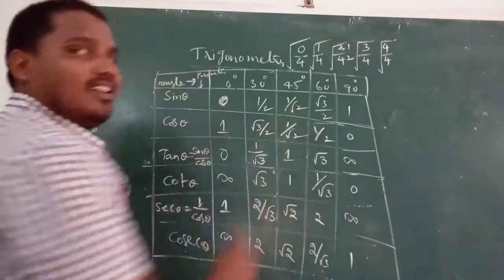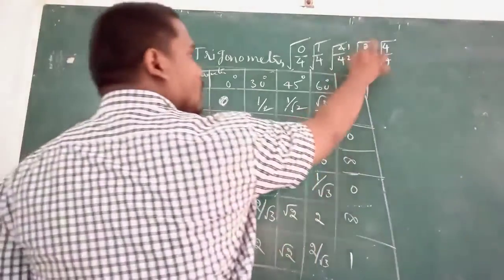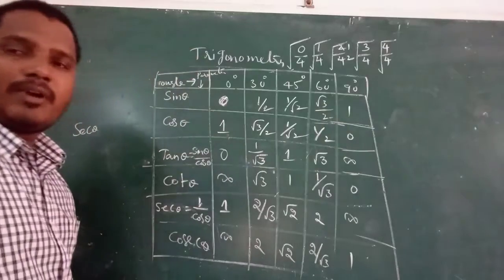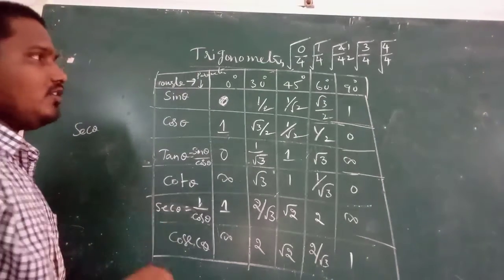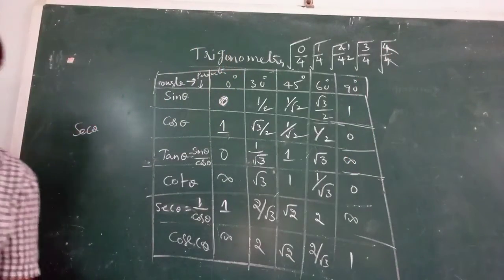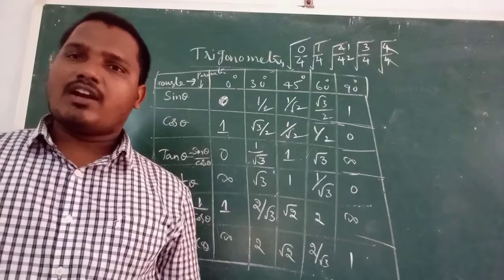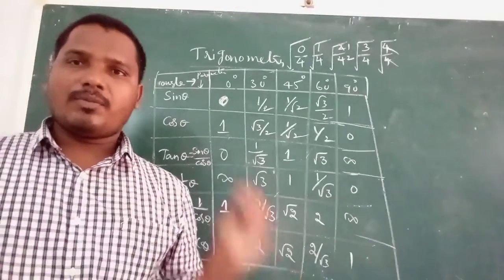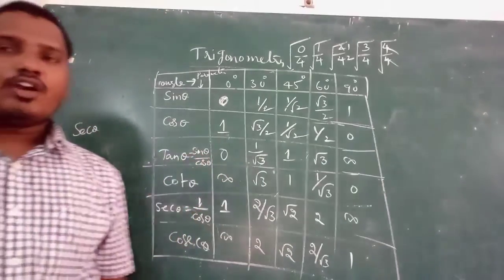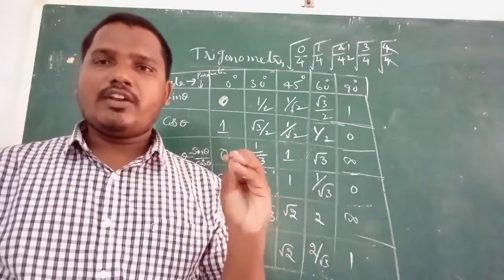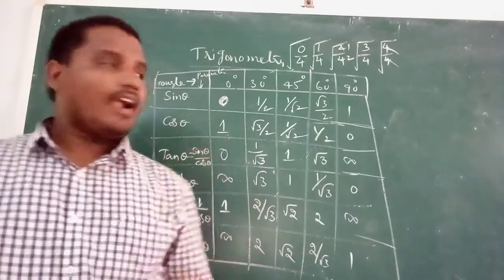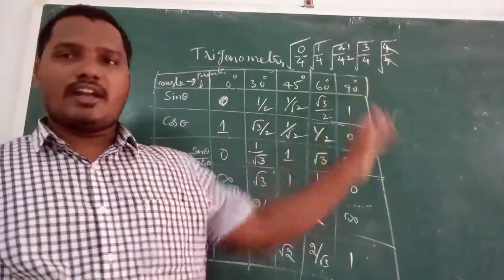1 by root 2 is the sine 45 value. And root 4 means 2. Root 3 by 2 is the value of sine 60. And 4 get cancelled. Square root of 1. Square root of 1 power 100, or 1 power anything, 1 power anything is only 1. So this is the tabular form of sine, cos, tan, cot for particular angles 0, 30, 45, 60, 90 degrees.